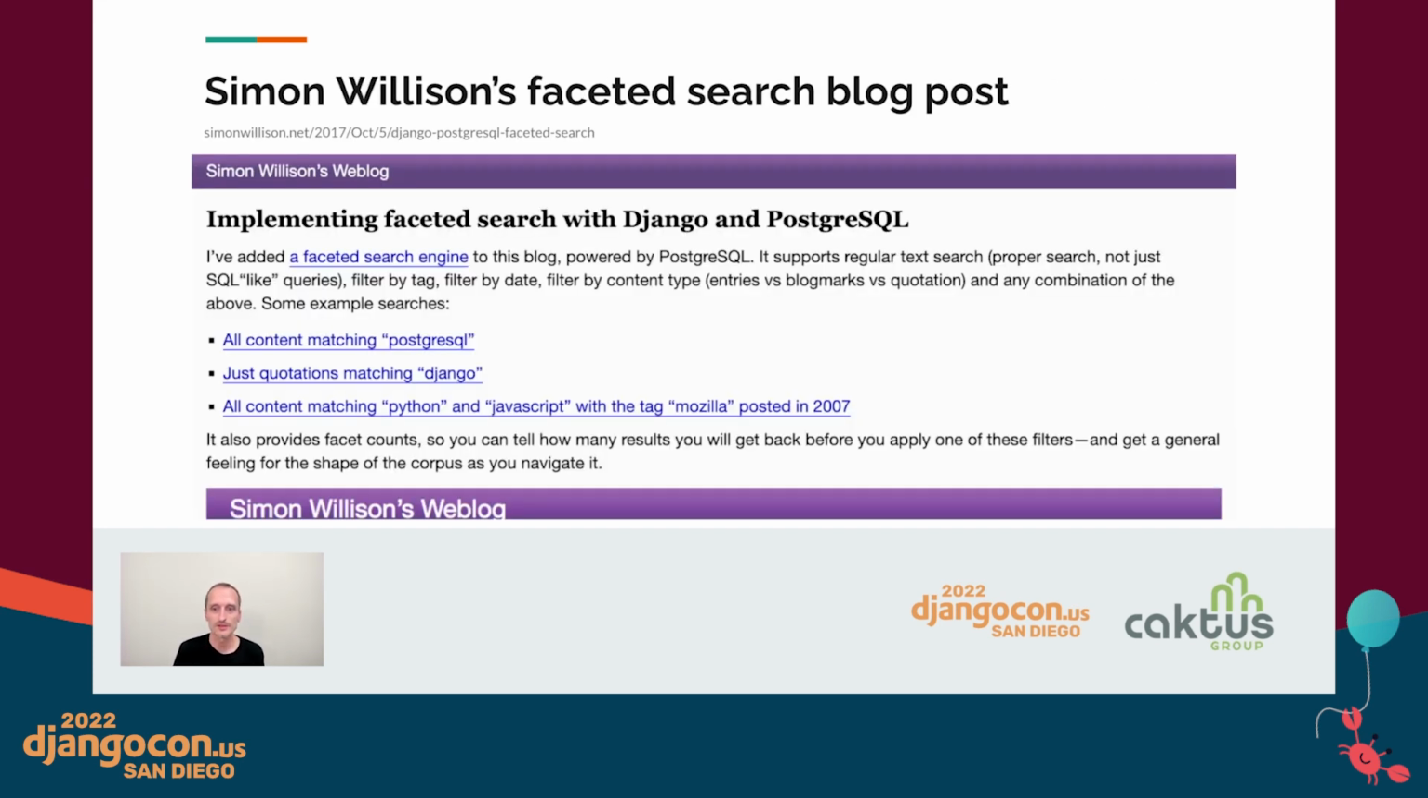Then we found Simon Willison's blog post, who also helped create Django. His blog post is from 2017, and Simon shares a lot of great knowledge here. His post covers search, search and filters, facets and navigation, and even more advanced topics like searching multiple tables using unions. Also, Simon's blog post is open source. So with these resources, we felt confident enough to try it out.